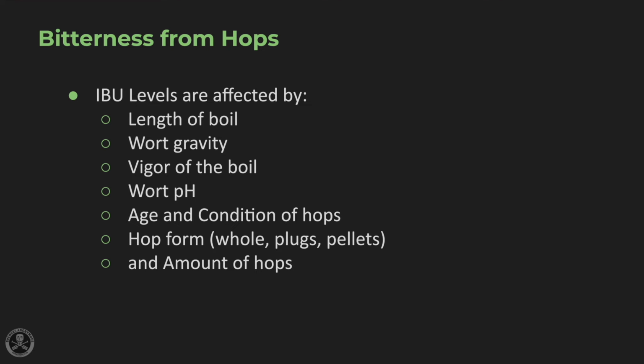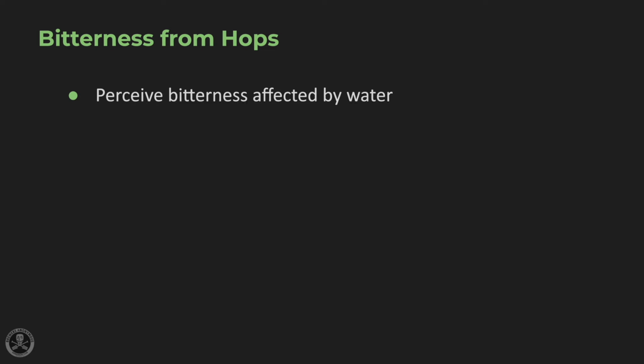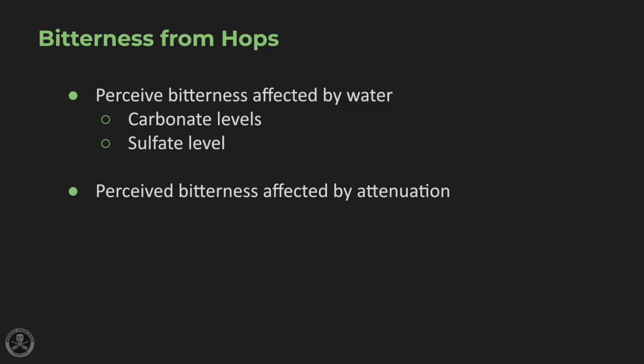Right now, we're looking at a list of things that affect IBU levels: length of boil, wort gravity, vigor of the boil, wort pH, age and condition of the hops, the hop form, are they whole hops, plug hops, pellets, and the amount of hops that we use in the process. Even knowing these factors when brewing our beer, the IBU level doesn't necessarily translate directly to the perceived bitterness of the beer. Perceived bitterness is affected by the brewing water, particularly by the carbonate levels and the sulfate levels. Bitterness perception is also affected by the degree of attenuation of the beer, and by attenuation, we mean the amount of sugars that have been converted into alcohol.